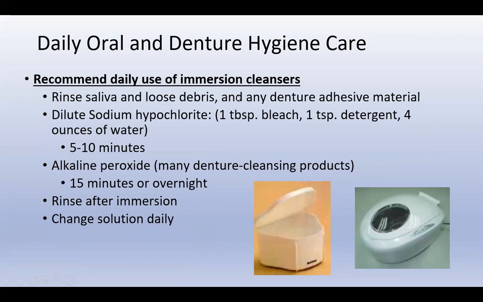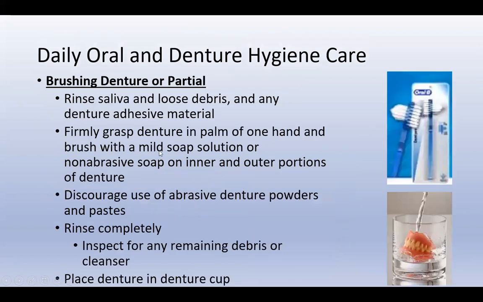Rinse saliva and loose debris and any denture adhesive material. Dilute bleach: 1 teaspoon of bleach and 1 teaspoon of detergent to 4 ounces of water, and soak it for 5 to 10 minutes. Alkaline peroxide: there are lots of different denture cleaning products, and they can soak for 15 minutes or overnight.